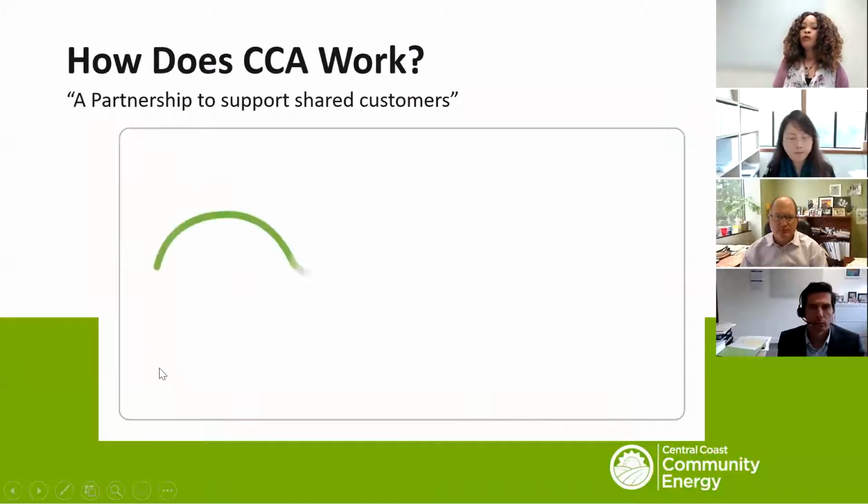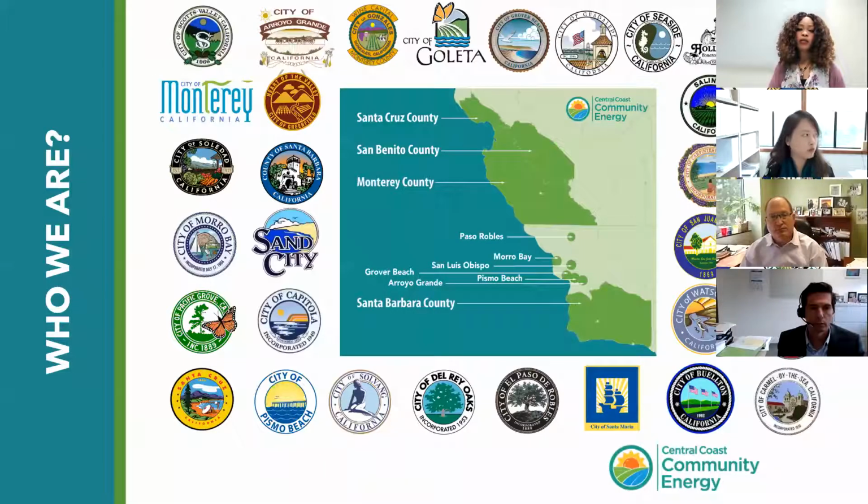So for those of you who may be joining from our recently enrolled territories, just to cover an overview of who we are: Central Coast Community Energy is a community choice aggregator. We're made up of over 30 communities across 5 counties. Starting originally in the Tri-County area of Santa Cruz, San Benito, and Monterey, and most recently expanding last year with Morro Bay and San Luis Obispo, and this year enrolling over 22 communities within San Luis Obispo County and Santa Barbara County, and then closing that out next year with the city of Buellton.